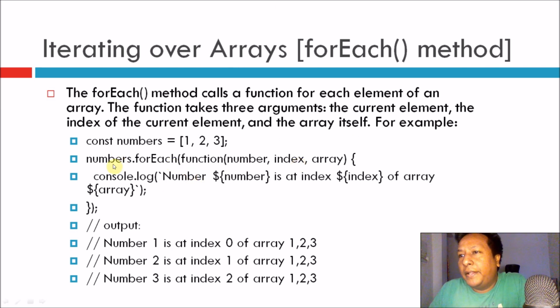Suppose we call this forEach method on numbers. See, numbers dot forEach, function with number, index and array, console.log number. What it will do is iterate over the array and print number 1, number 2, number 3, because the first parameter is the element itself. The second is the index. The array's index at first place is 0, then 1 and then 2. So see, index 0, index 1, index 2. And the third one is the array itself, and the array is 1 2 3.